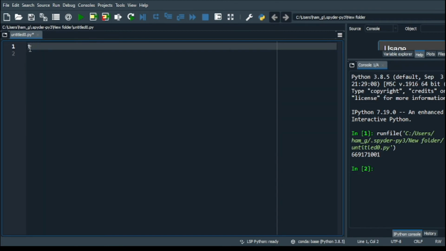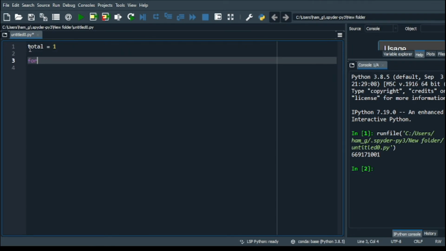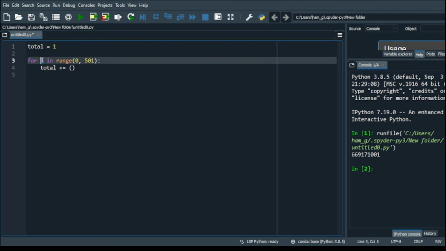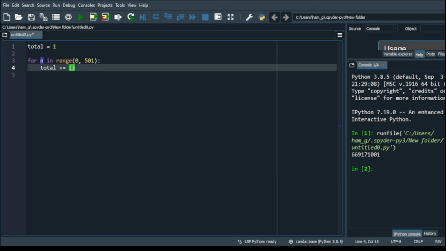Okay, total equals 1, we'll keep that. And then for i in range, I think it's 0 up to 501. I'm not sure of this though. So total plus equals, we'll do northwest first. Actually, I'll change this to n because it's going to make things easier. I'm thinking in terms of n, so I'll just change that to n.